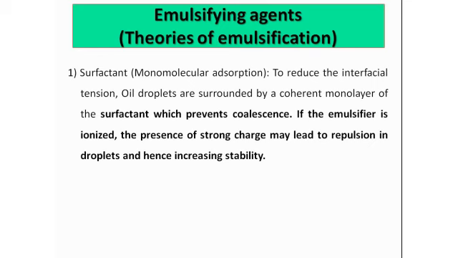Now what is an ionized emulsifier? We are using the surfactant. In surfactants we have cationic, anionic and non-ionic types, right? If we use a cationic or anionic type of surfactant, then definitely the dispersed phase, that is the oil globule, will possess some definite charge over this layer. This will ultimately lead to repulsion, and thus it increases the stability of the emulsion.